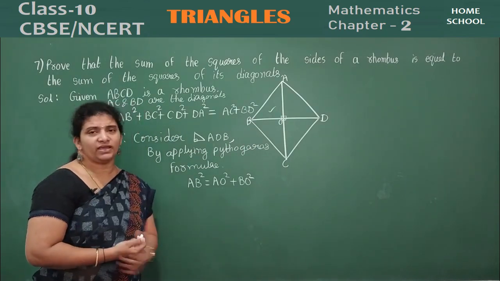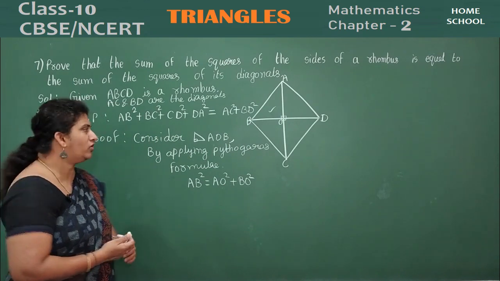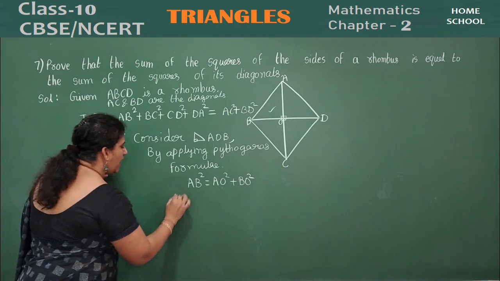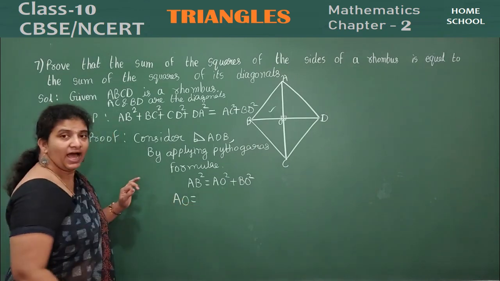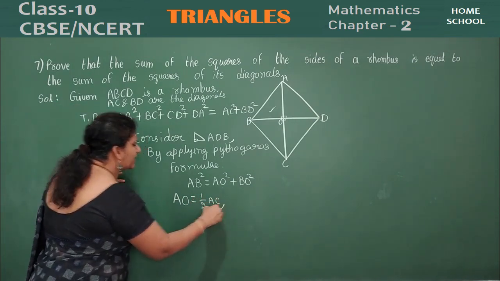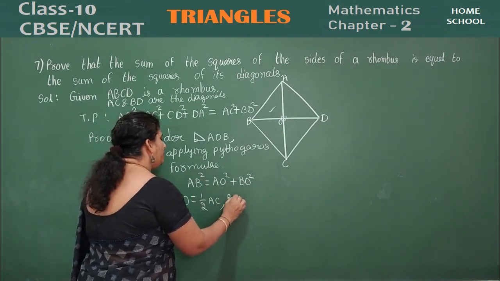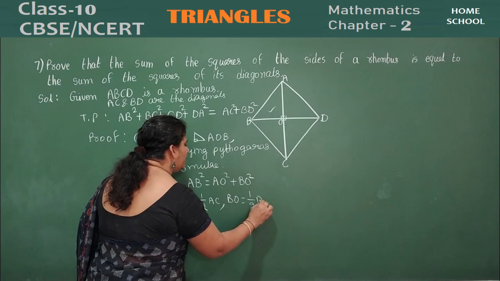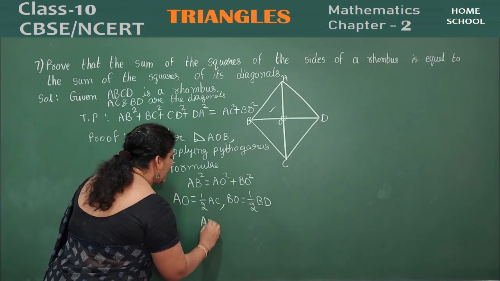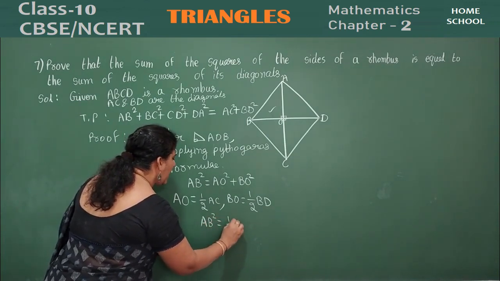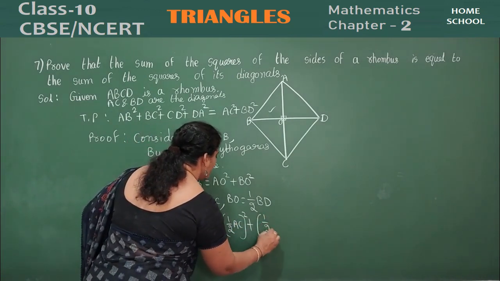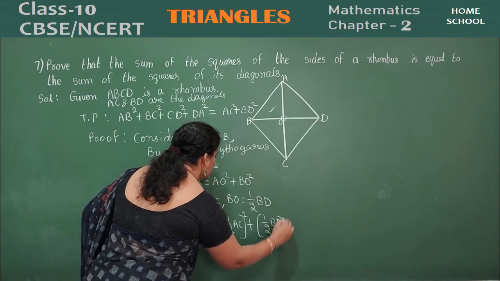What are AO and BO? How can we rewrite AO and BO? So let me write here, children. I know that AO is half of the diagonal AC. And BO is also half of the diagonal BD. So let's substitute these two in the above equation. AB square is equal to half of AC whole square plus half of BD whole square.